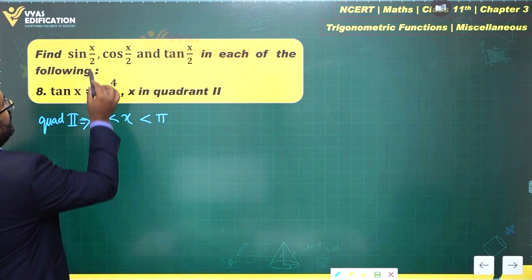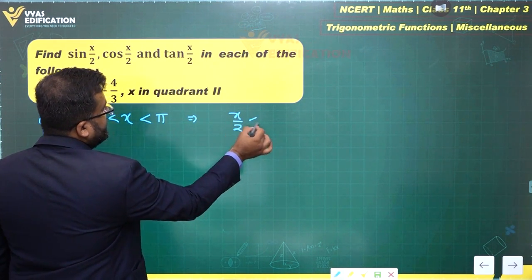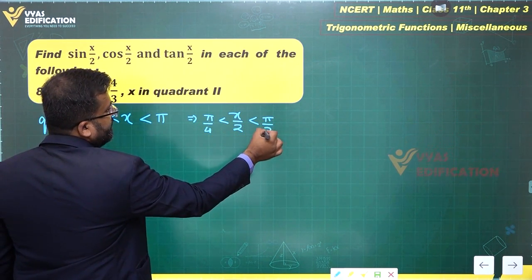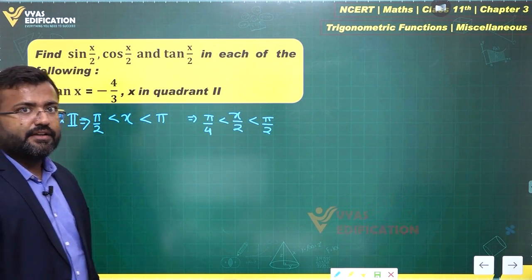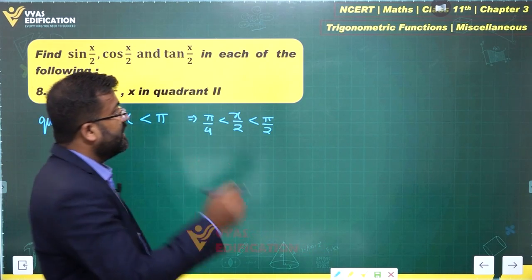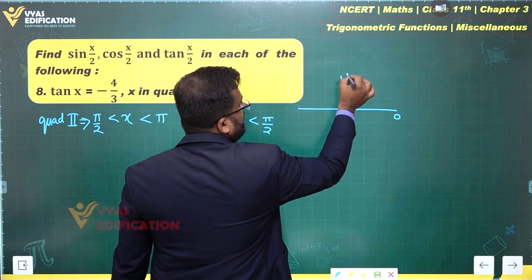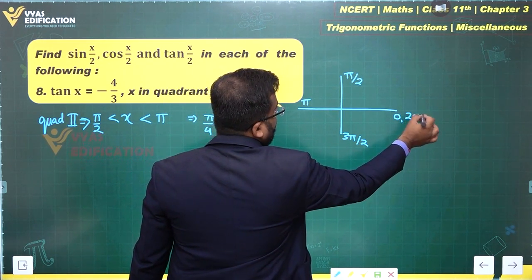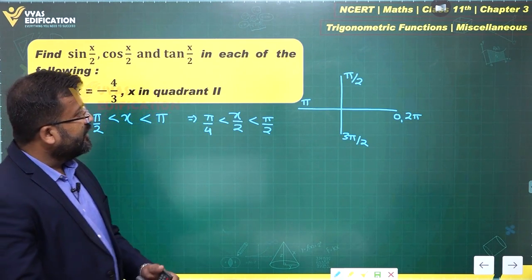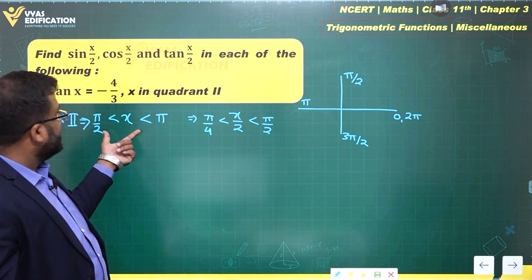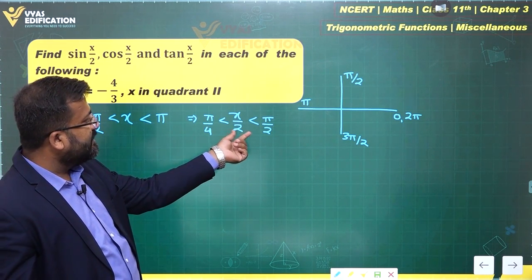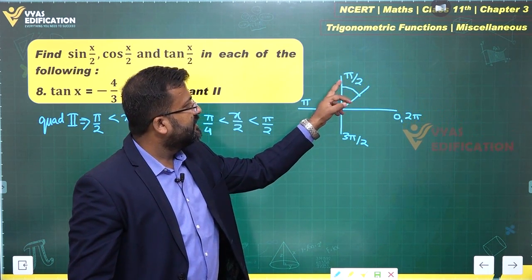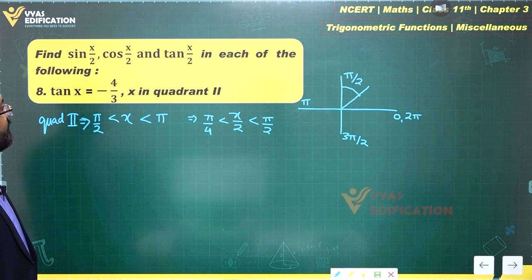What about x by 2? X by 2 will be greater than pi by 4 and less than pi by 2. Can you observe that? Yes. So x by 2 will lie in the first quadrant. Remember the quadrants? This is 0, this is pi by 2, this is pi, this is 3 pi by 2, this is again 2 pi. So second quadrant implies the angle lies from pi by 2 to pi, and division by 2 implies that x by 2 would lie between pi by 4 and pi by 2. This is the region in which x by 2 will lie.